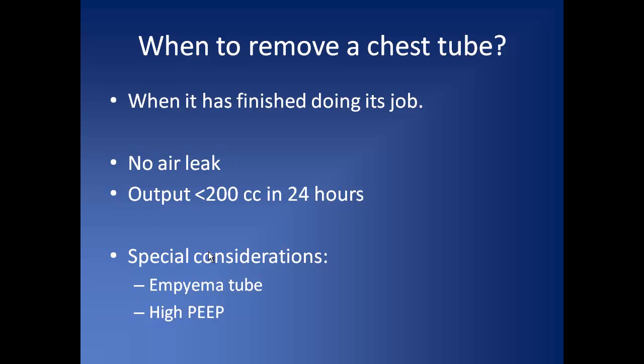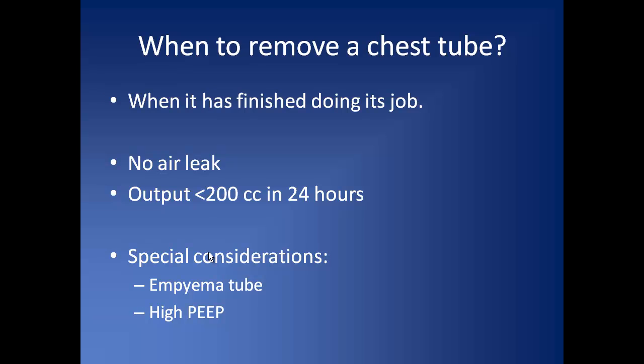So there's something called an empyema tube, which is when patients have an empyema, which we'll go over, we actually leave the tube in and let it form a fistulous tract so that way the pus can drain out. Or when patients are on high PEEP. There's no point in taking a chest tube out in someone who's on 12 of PEEP, okay? That's not what's keeping them in the hospital.